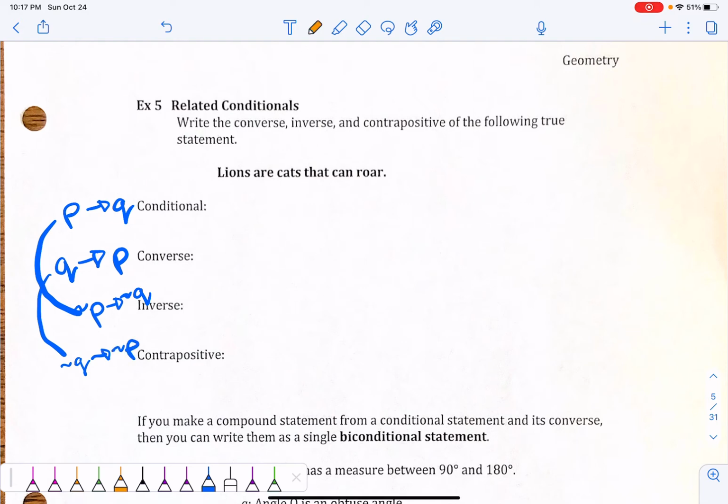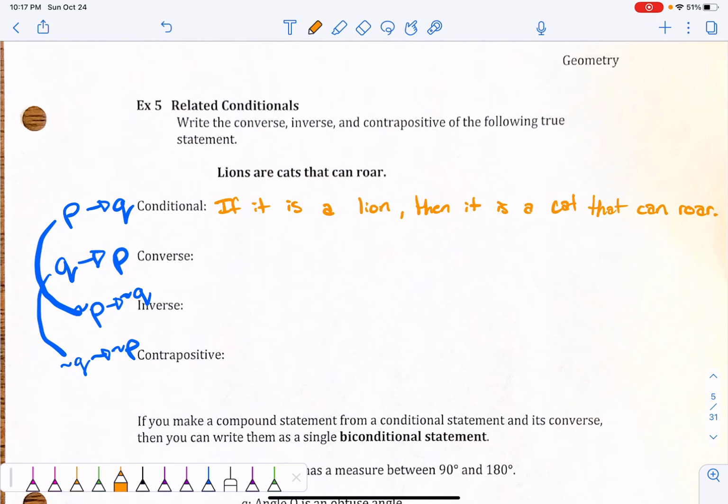Okay, all right, so let's write out lions or cats that can roar in if-then form. We need an if-then for lions or cats that can roar. So I'm going to say if it is a lion, then it is a cat that can roar. Okay, true or false? If it is a lion, then that means it's a cat that can roar.